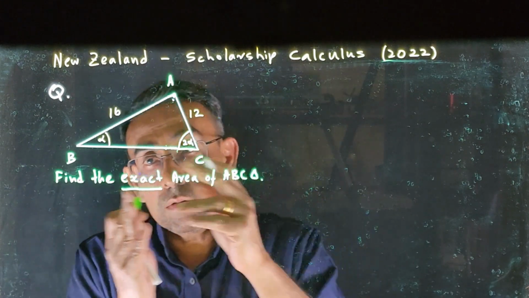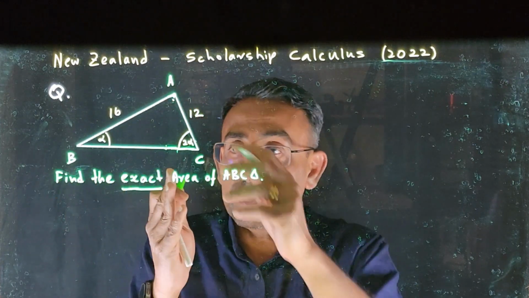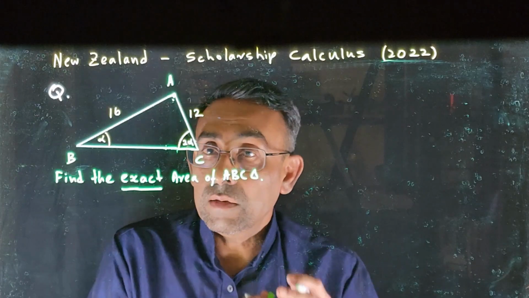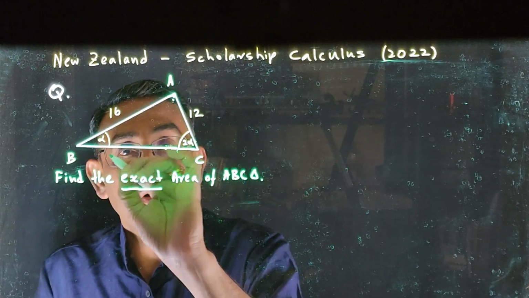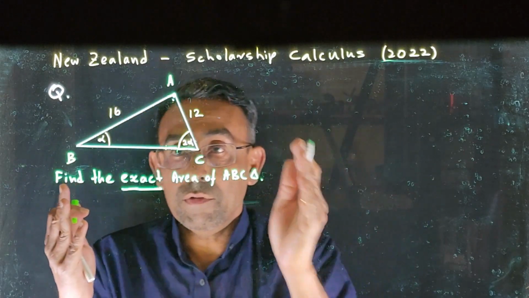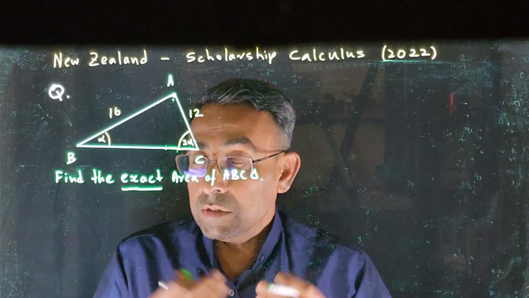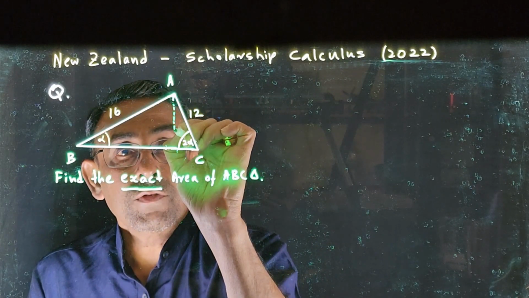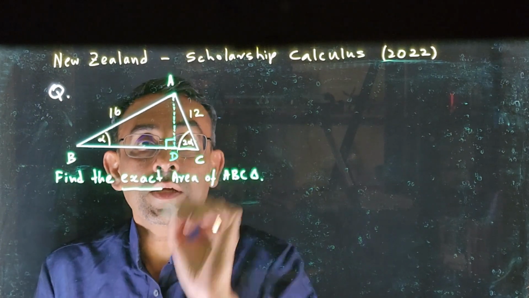We need the base, but BC is not given. You can think of the base as 16 or 12. Then we need to put a perpendicular to 16 and find the height and multiply by half. Or else, let's assume that we want to use base BC. To find BC, we can use the sine rule, but we still don't know the angles alpha and 2 alpha, which we need to find out. But let's see one thing. If you want to find that angle alpha, what do you think about this perpendicular here?